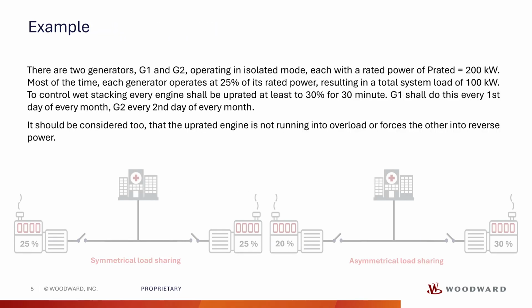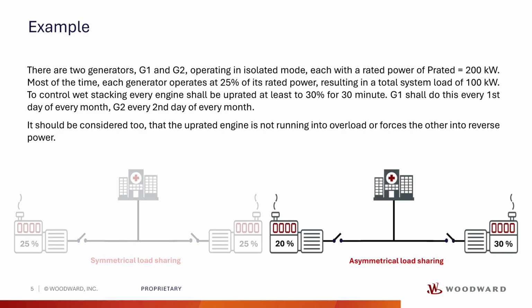To understand how to configure the easygen controller, I will use an example illustrating the situation in question. There are two generators G1 and G2 running in isolated operation, each with a rated power of 200 kilowatts. Most of the time, each generator operates in symmetrical load sharing at 25% of rated power, which means that the two generators together have a power of 100 kilowatts. This situation is illustrated in the graphic on the left.